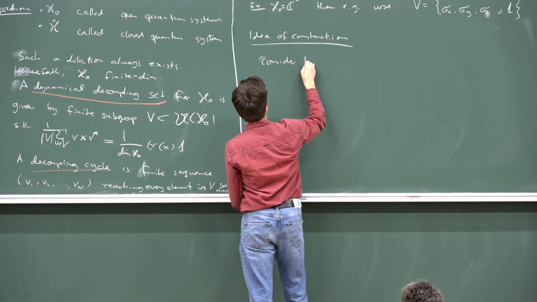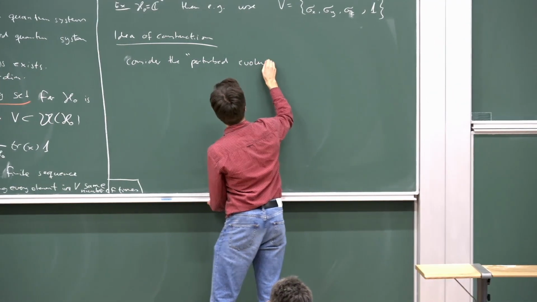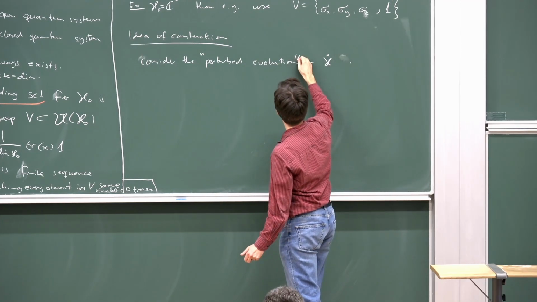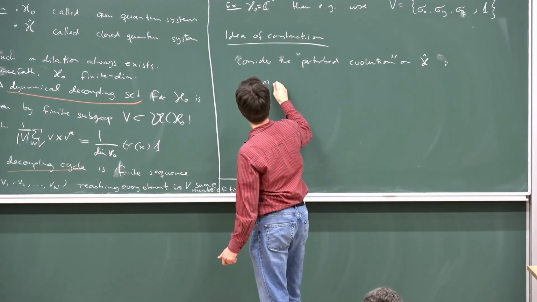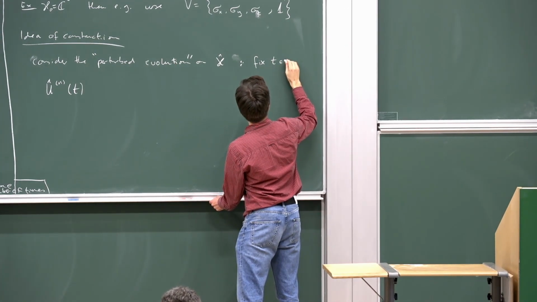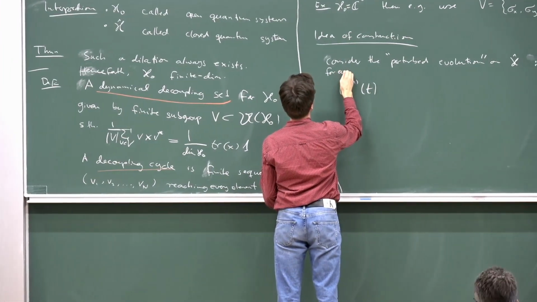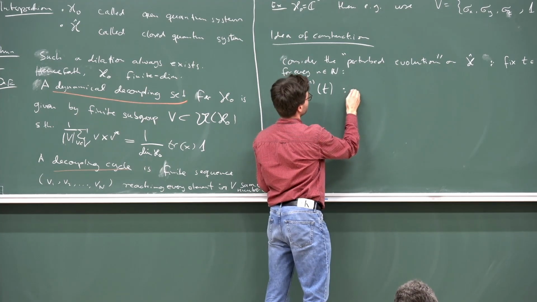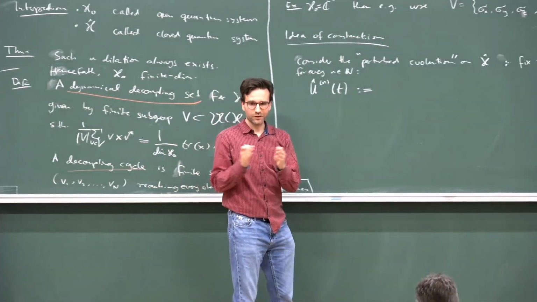So now consider the following. Let's call it perturbed evolution on H hat. So what do we do? We define the following. Fix t somewhere here, and then for every natural number N, we define the following thing. We apply these operations in between the original time evolution of the system.